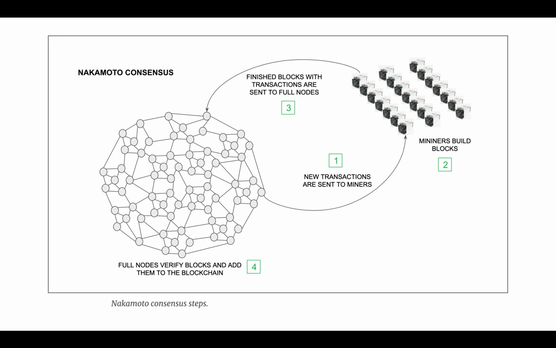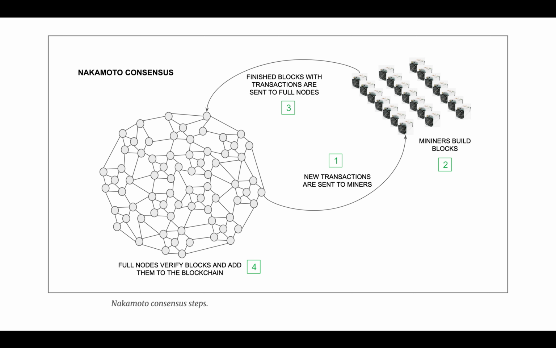2. Miners build blocks. When miners receive transactions, they group them and start the proof of work process described above. All miner computing power is deployed to find the hash that hits the difficulty target. When miners find a hash within the target, they finalize the block so it can be sent to the rest of the network.